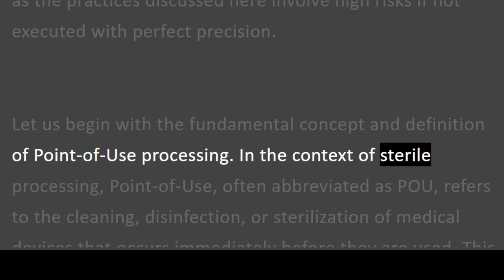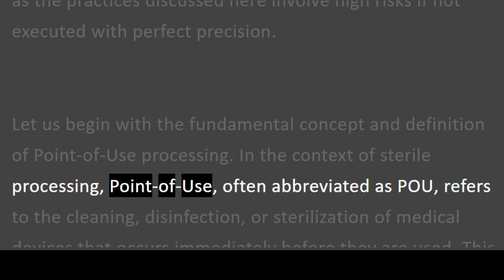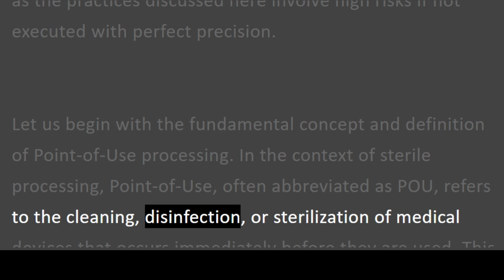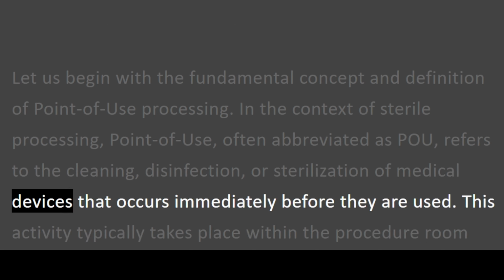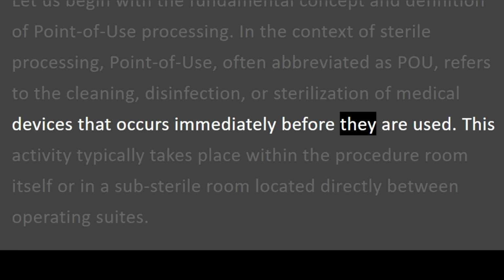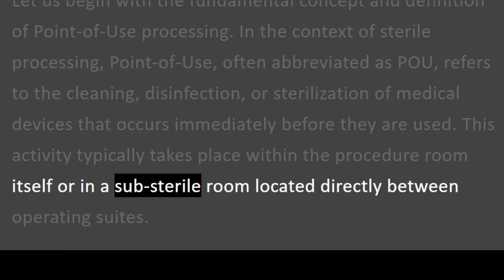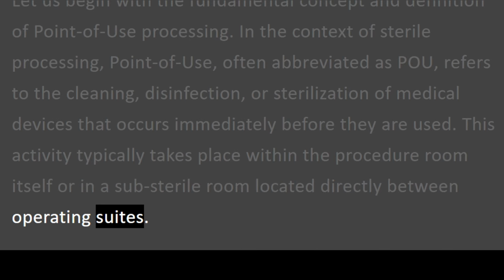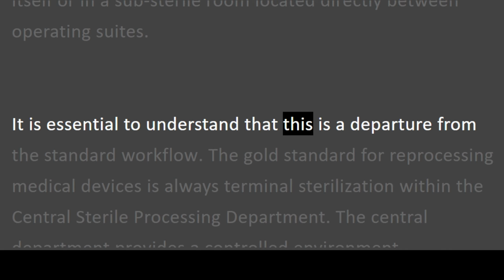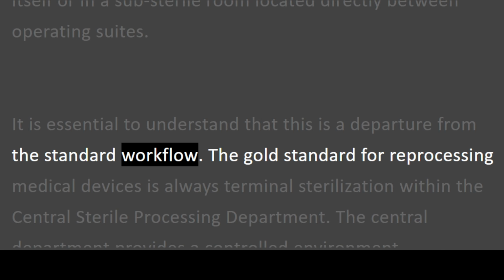In the context of sterile processing, point-of-use, often abbreviated as POU, refers to the cleaning, disinfection, or sterilization of medical devices that occurs immediately before they are used. This activity typically takes place within the procedure room itself or in a substerile room located directly between operating suites. It is essential to understand that this is a departure from the standard workflow.